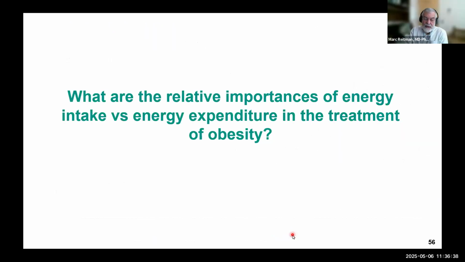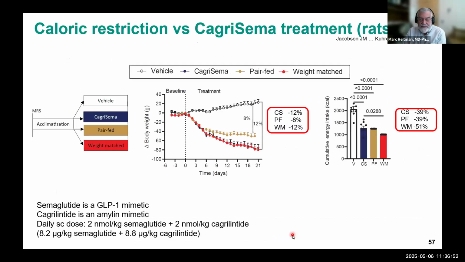And the last thing I want to talk about is, what are the relative importances of energy expenditure and energy intake in the treatment of obesity? This is a collaborative study with Rune Curry's group at Novo Nordisk. I have no financial stake in any of this.